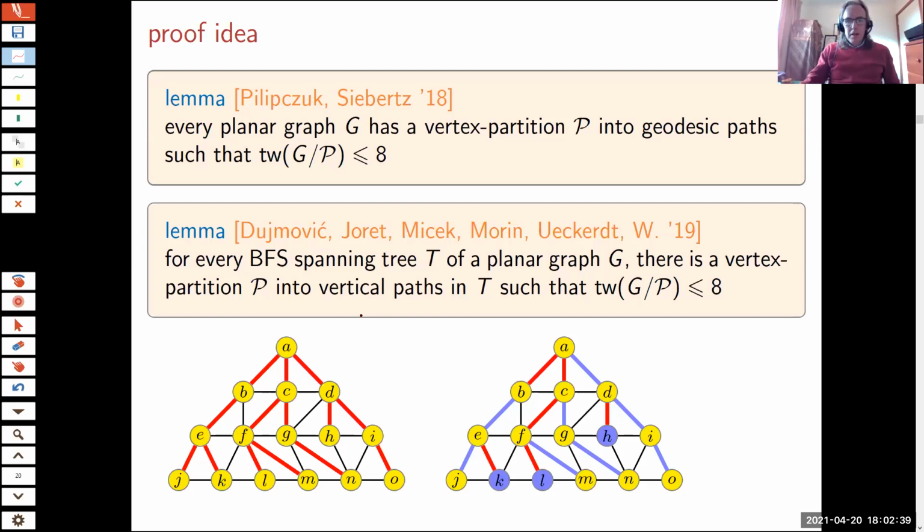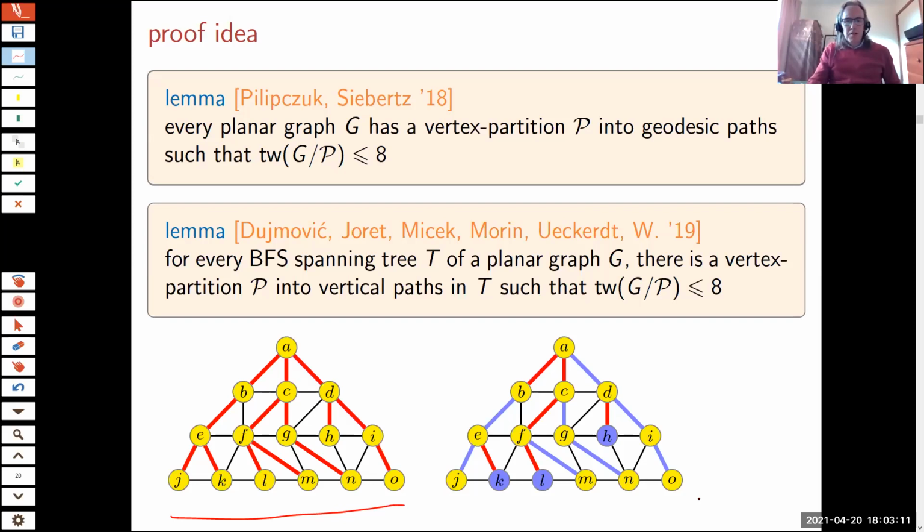The red tree on the left is a BFS spanning tree of the graph. And then the blue paths are the partition. So BEJ is one of the paths in the partition. And each of the blue paths is vertical. Right? ADIO down the right-hand side is a long vertical path. And now if you contract all the blue paths into a single vertex, yes, you will get a graph of bounded tree width, of course, but this is true now for every planar graph.